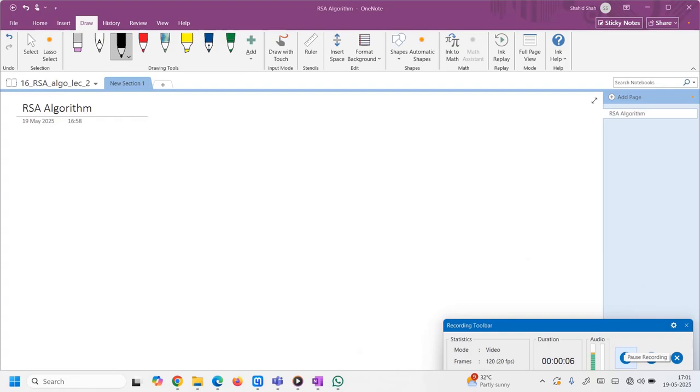Welcome to the second part of the lecture on RSA algorithm. Let me first systematically recap RSA algorithm, and before that let me define the notation properly. We need the following parameters.